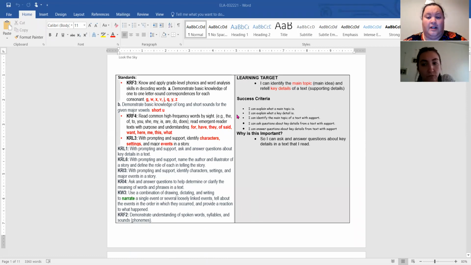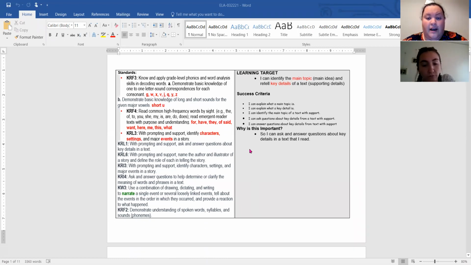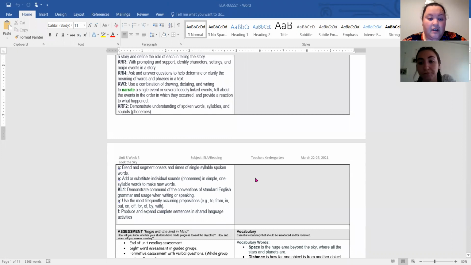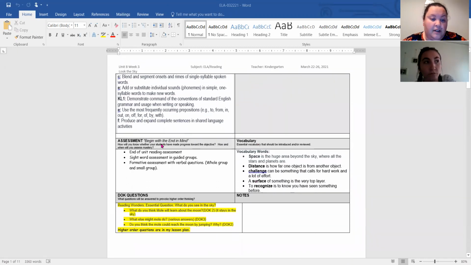Then we had the learning target, success criteria, and why this is important to learn for this unit or this week. Then we included the assessment, so beginning with the end in mind. There's going to be an end of unit reading test for this one, and you had those assessments in your work too, like the sight word assessment, and formative assessments while they're asking questions. The questioning is down here too, or here's some DOK questioning. And the essential question is mentioned in here.